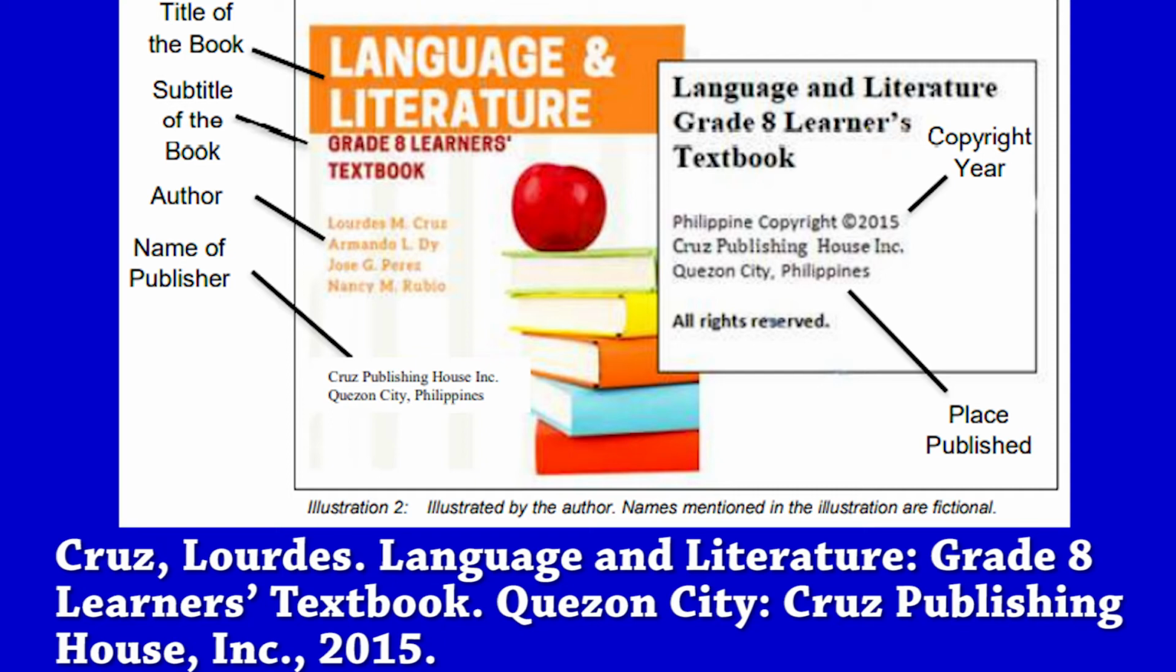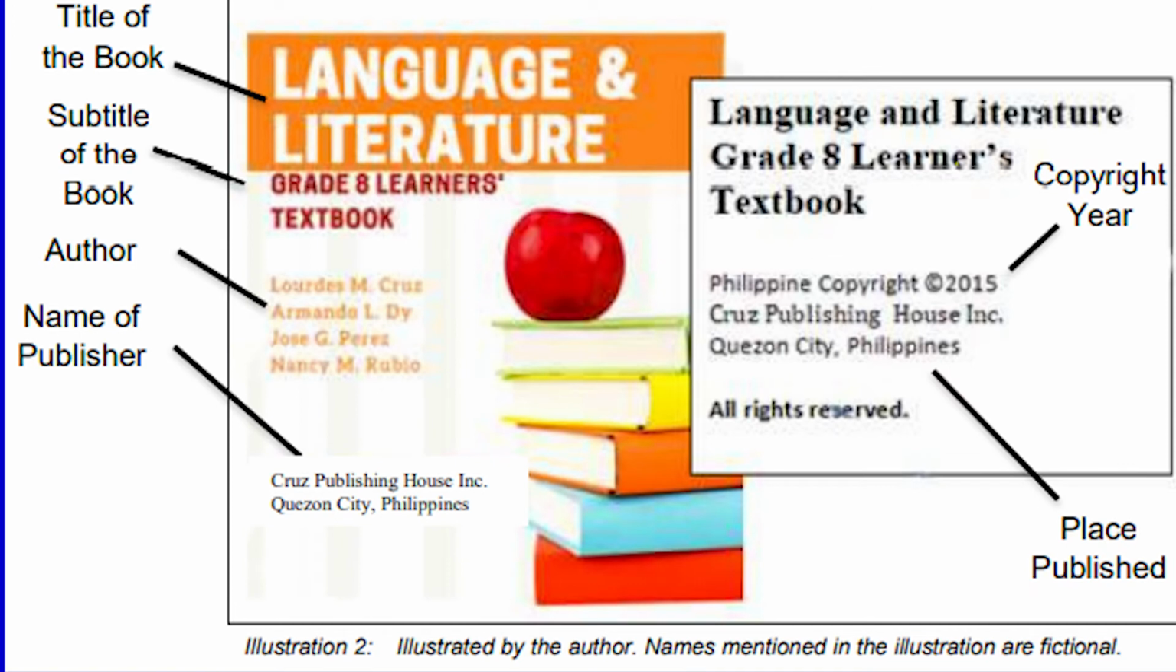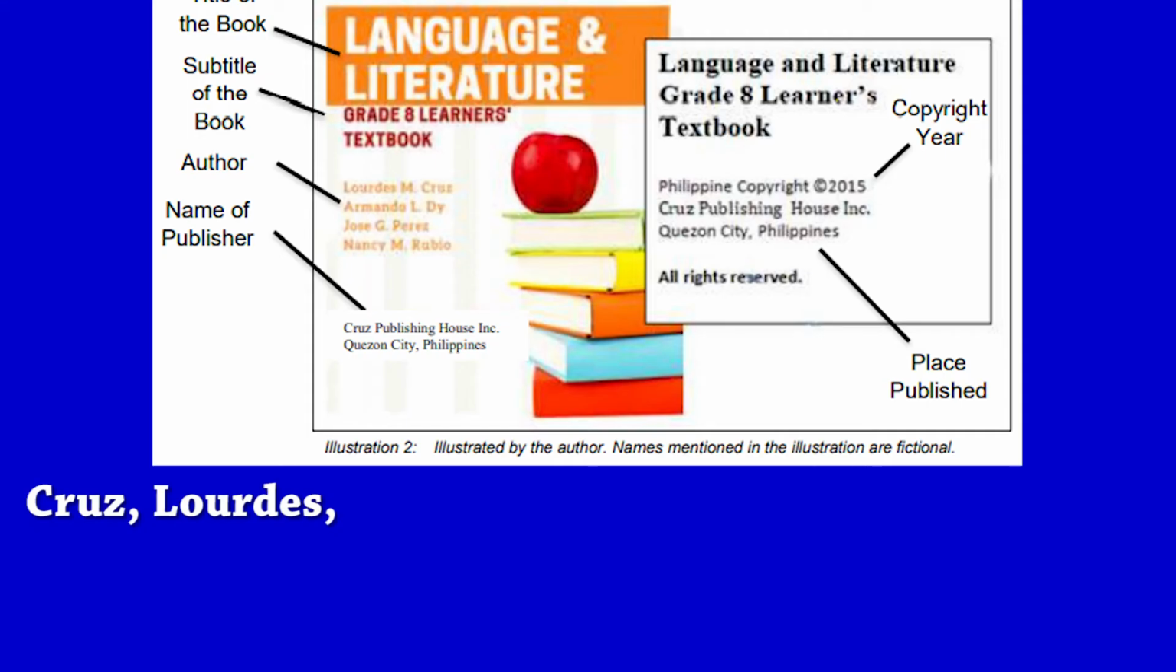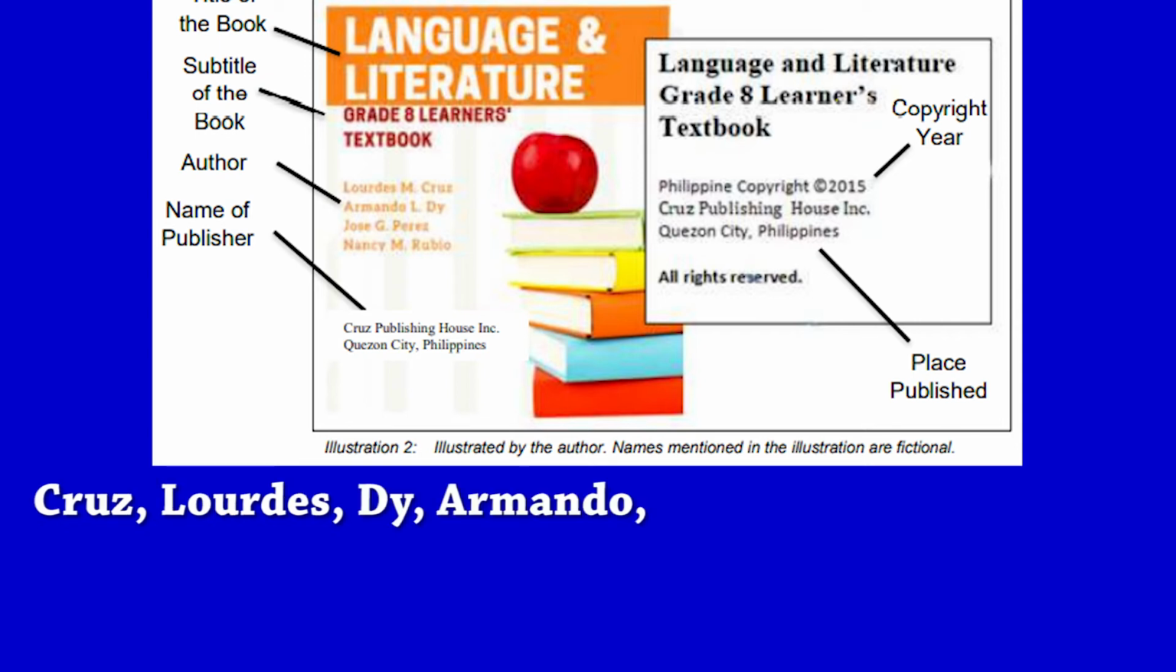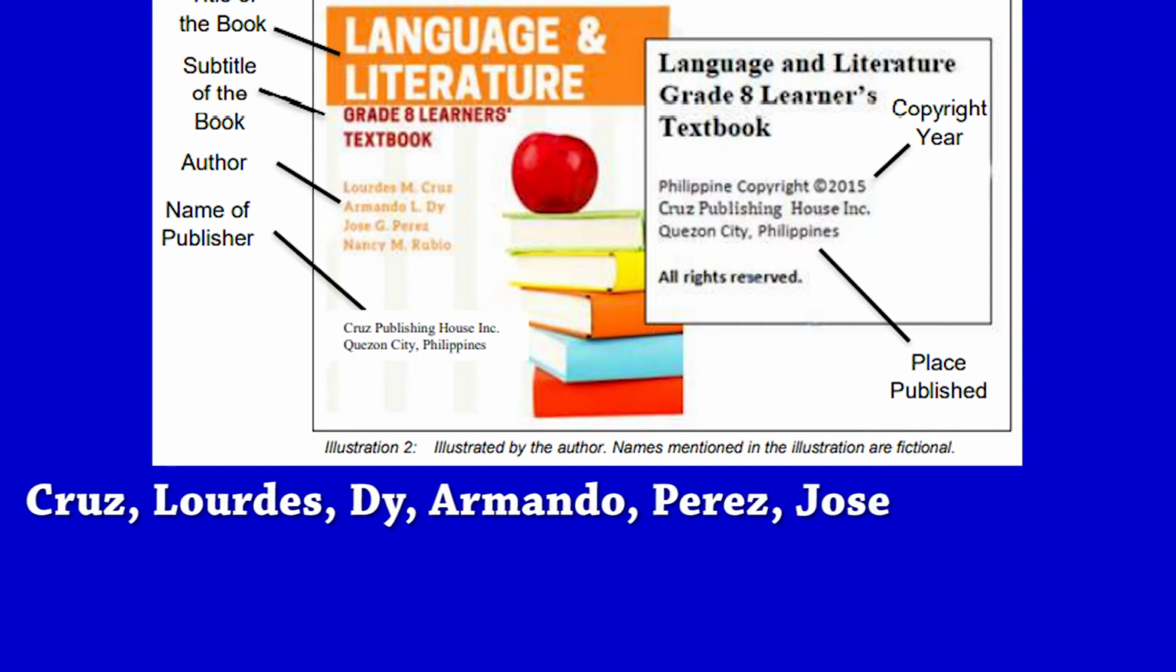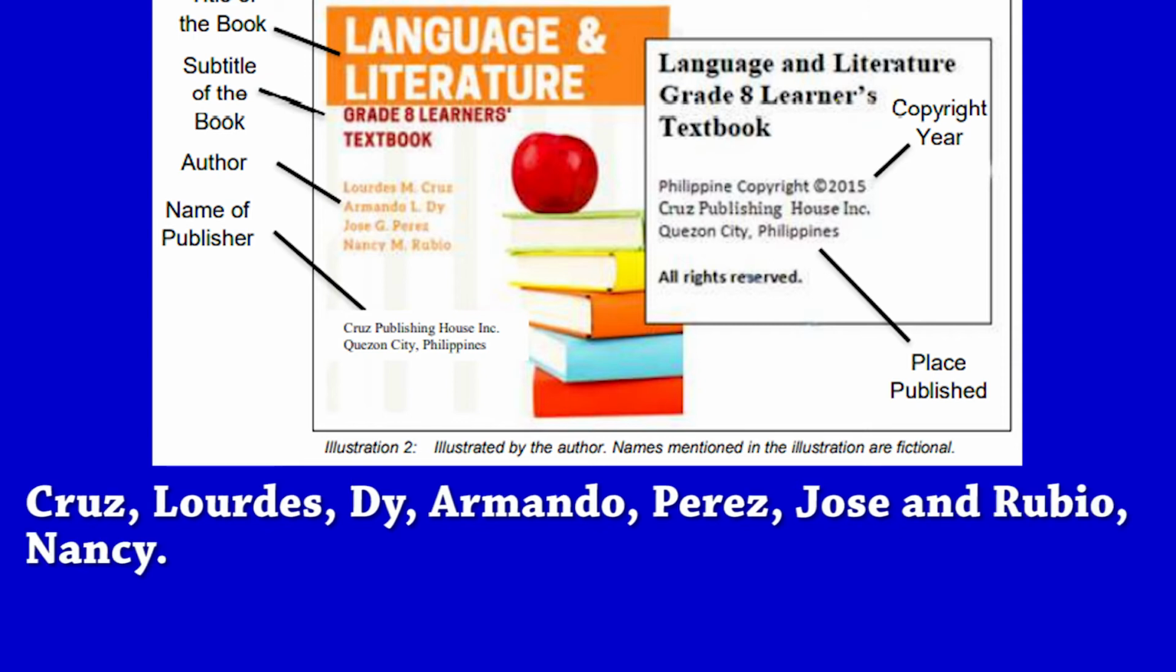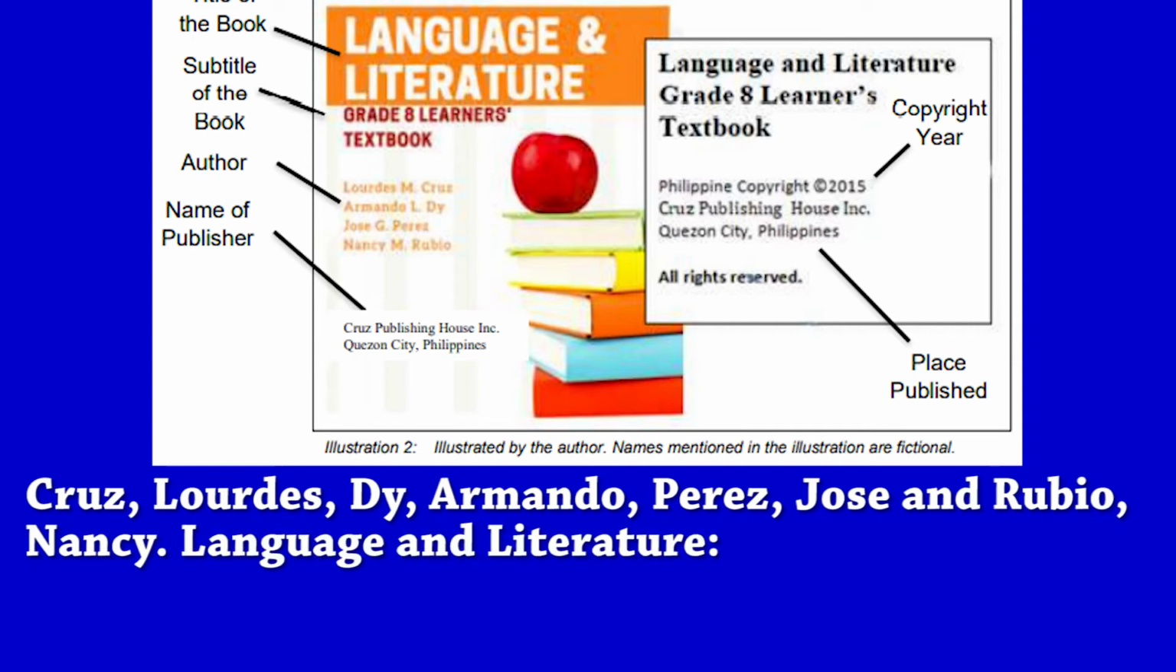How if dalawa naman yung author or hanggang 10? So, kung dalawa o hanggang 10, ang gagawin ninyo, isusulat nyo ay apelyido ulit. And then isusunod nyo ang pangalan. And then apelyido ulit ng pangalawang author and then pangalan niya ulit. Cruz, Lourdes, isang author. D, Armando, pangalawang author. Perez, Jose, pangatlong author. Then yung pang-apat na author, before you will write the fourth author, isulat nyo muna yung word na end. End, Robio, Nancy, period. Did you get it? Okay, isunod nyo ngayon ang title of book na ang title niya is Language and Literature.